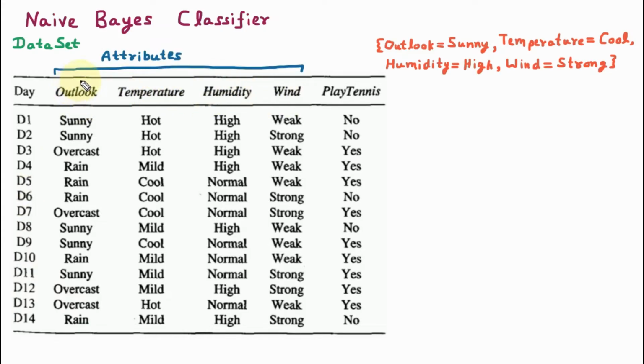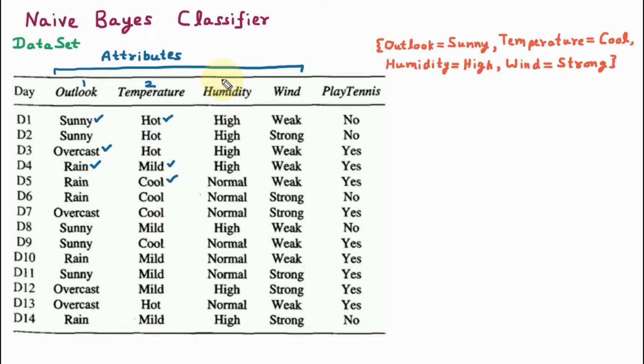The first attribute is outlook, which can be sunny, overcast or rain. So these are the 3 possibilities. The second attribute is temperature, which can be hot, mild or cool. So these are the 3 possibilities.